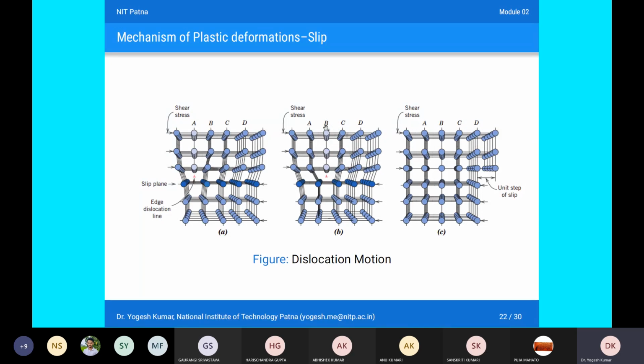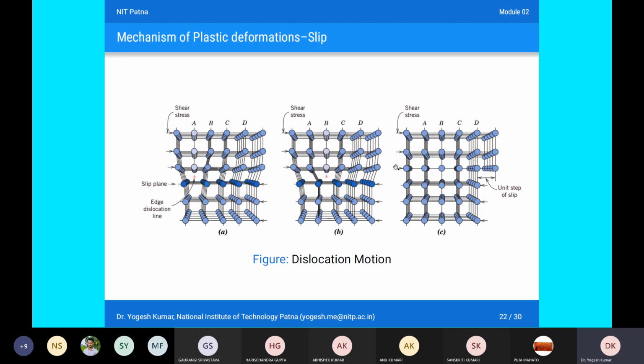Now what will happen? B will again interact with the full plane C, but here also the half portion of C will remain at the same place, and the half atoms of B will combine with the half portion of the C plane. Likewise the movement of the extra half plane takes place, and here you can see the unit step of slip. The extra half plane has come to one side.